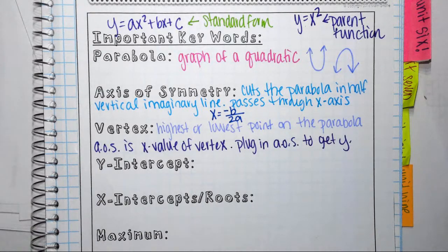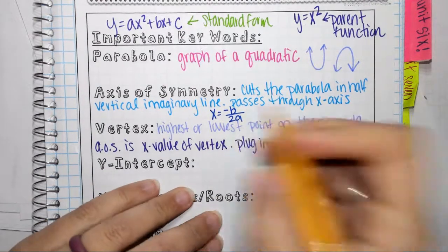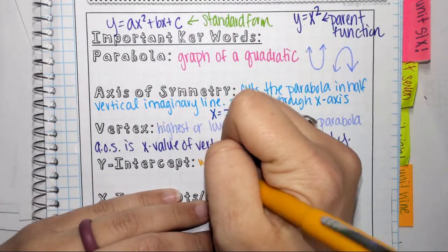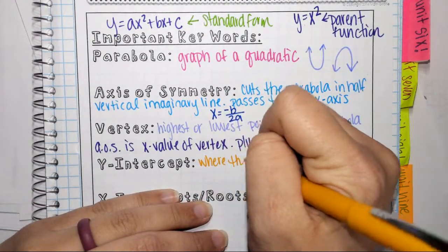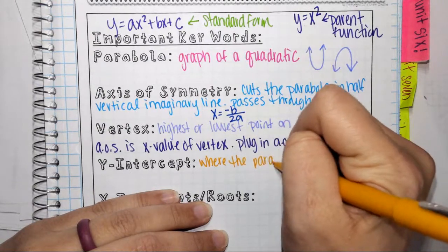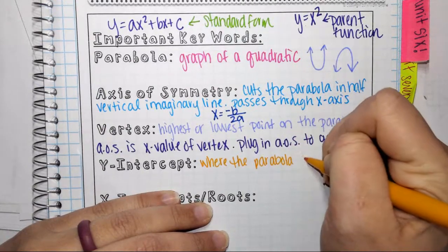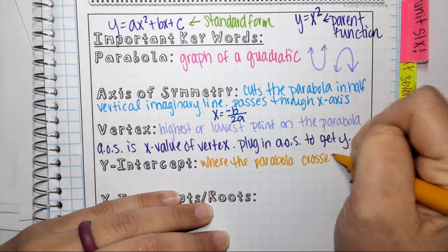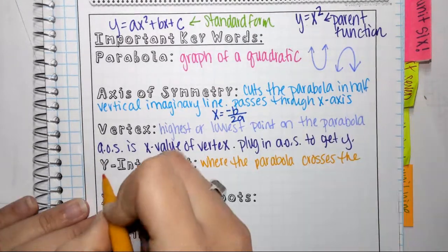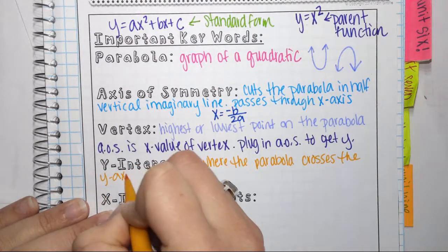What is a y-intercept? On the y-axis, good. Take a point. So where the parabola crosses the y-axis.